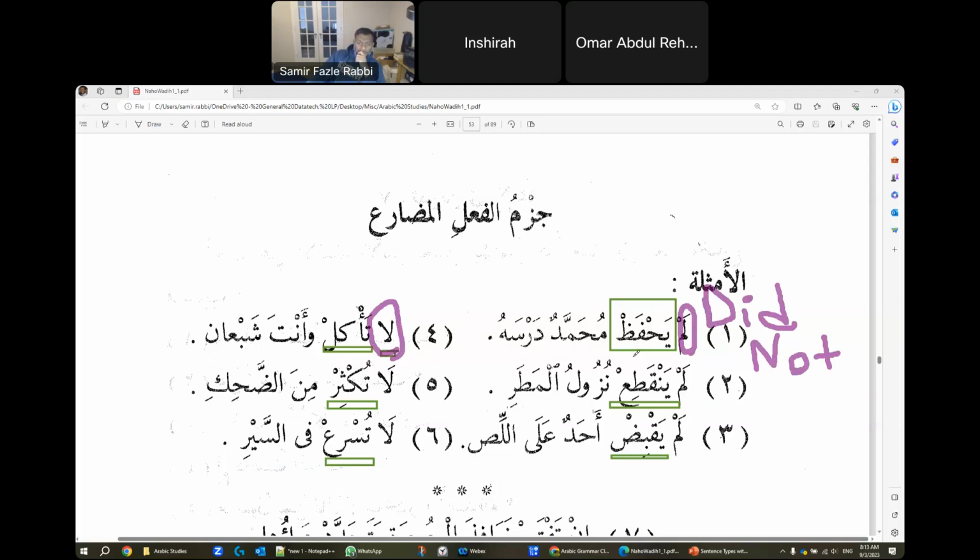You're saying it's "did not," but aren't the verbs in the present tense? Yes, they're in the present tense, but similar to how lan makes it future, like lan akula, I will not eat. Lam, when we put it before it, makes this into a past thing. Lam yahfadu. It's still mudari, the verb itself, but the lam puts it in past tense. He did not.